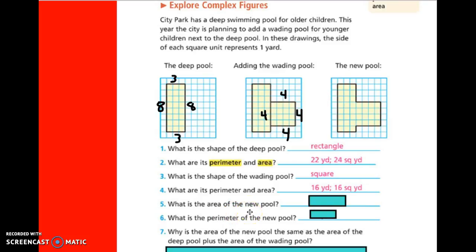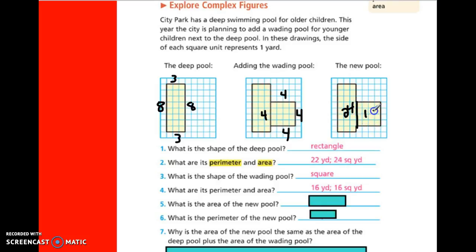All right, well, whenever you get to a complex area like this or a shape like this, the first thing you're going to do is you're going to go ahead and draw a line to make them into squares and rectangles. So I'm going to draw my own little line here. And hey, we already figured out the area of this one. This was that 24, right? That's what we figured out in this first image right here.